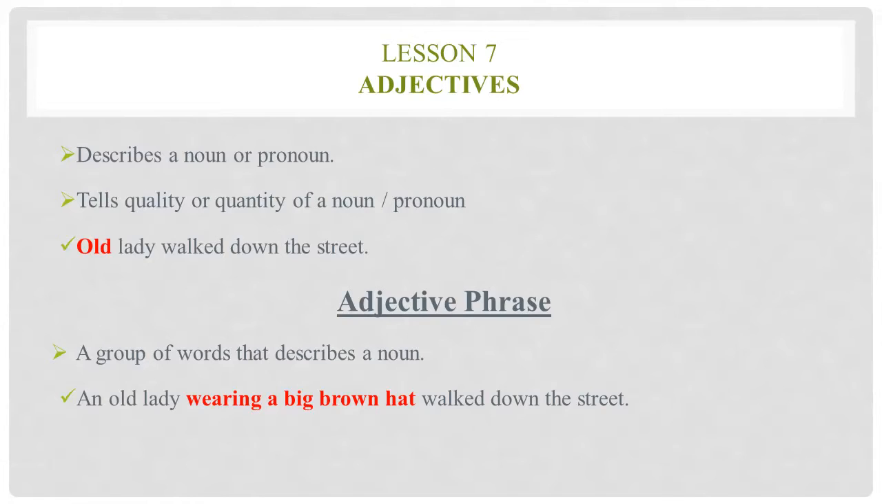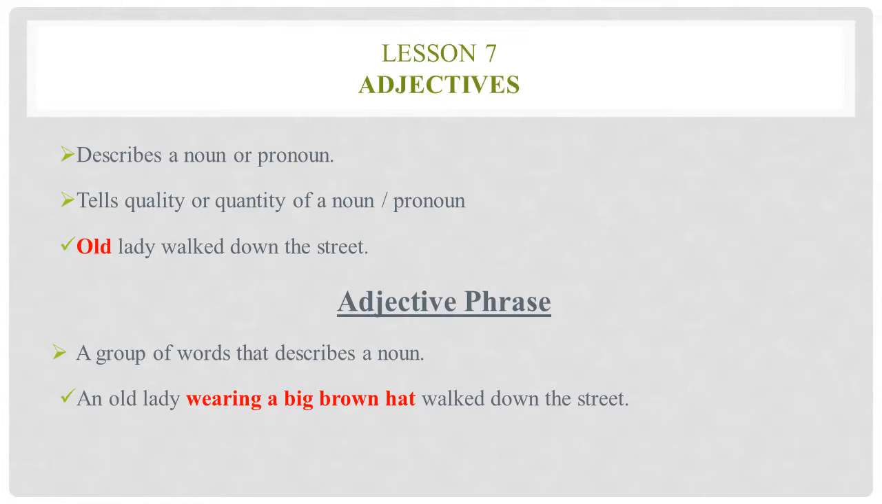And as compared to adjective, adjective phrase comes after the noun that it is describing. And adjective comes before the noun it is describing. The adjective phrase comes after the noun that it is describing. Old comes before the lady, and wearing a big brown hat comes after the lady.